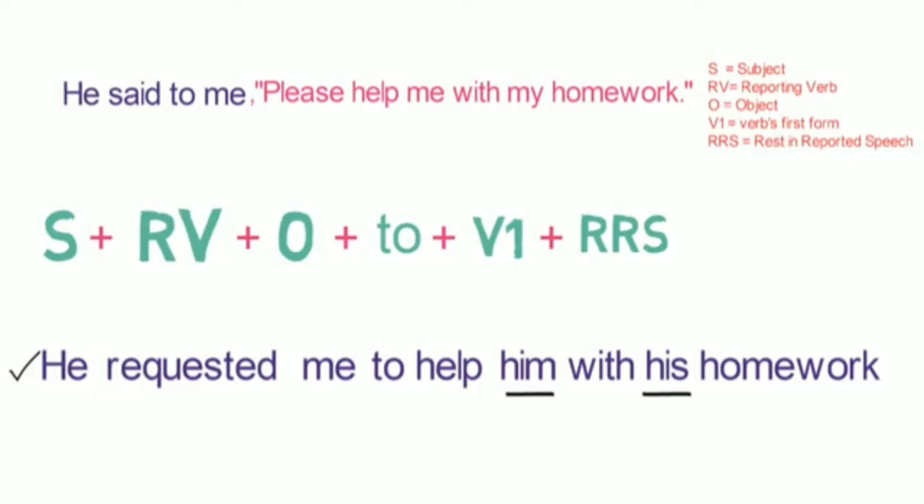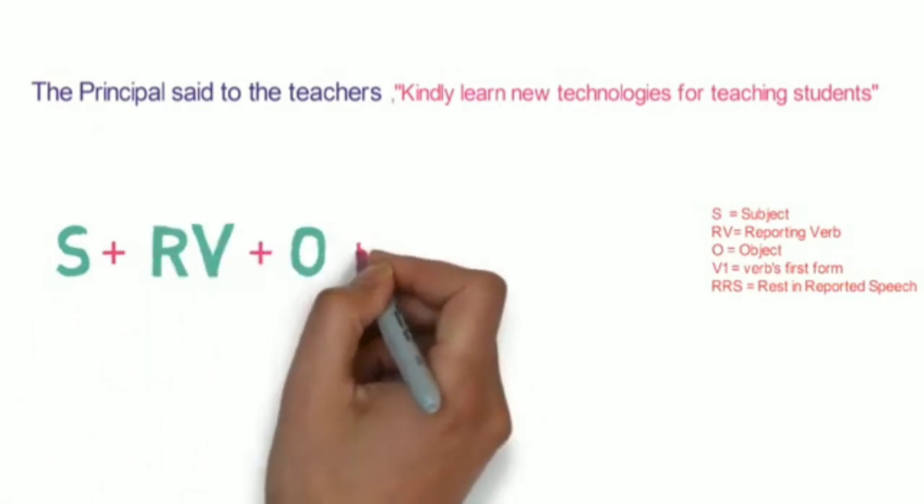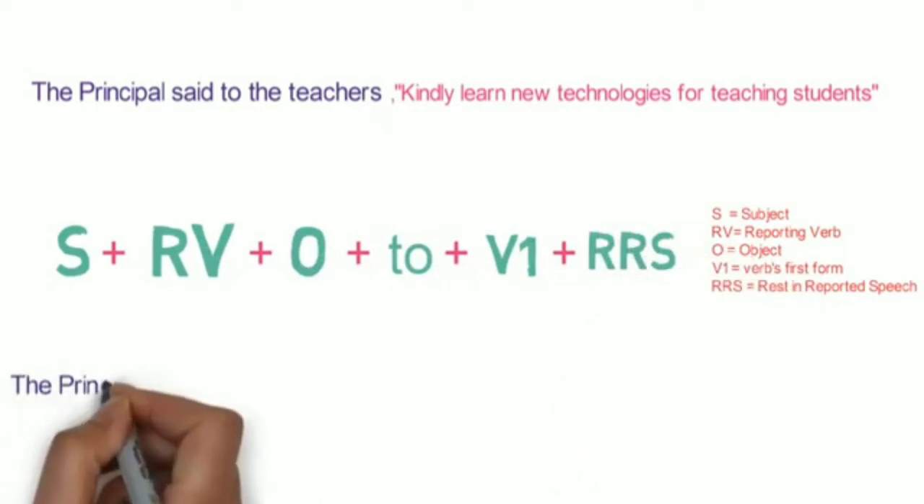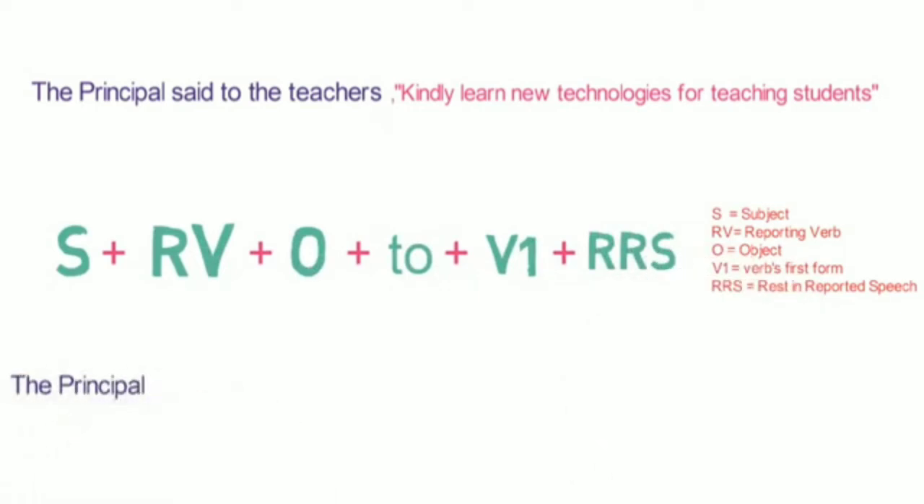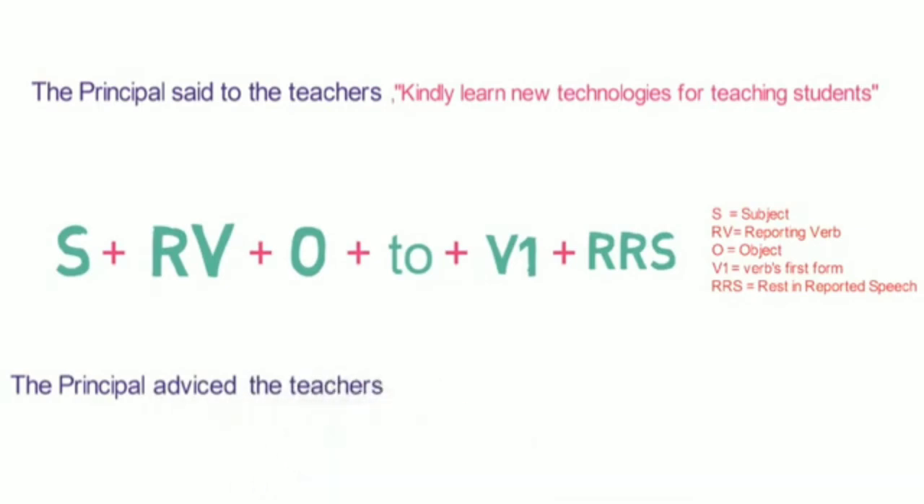Let's look into the next example. The principal said to the teachers, "Kindly learn new technologies for teaching students." Our structure is subject plus reporting verb plus object plus to plus verb's first form plus remaining part of the reported speech. The subject is the principal. As per the sense or the meaning, he is advising the teachers. So reporting verb will be advised. The object is the teachers.